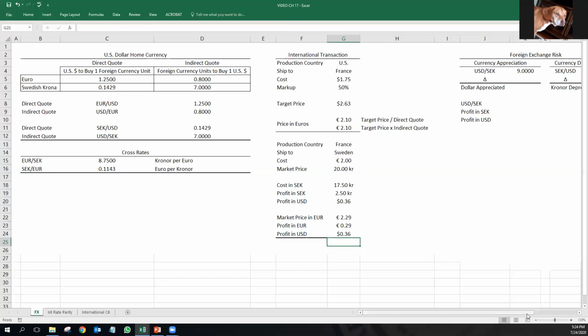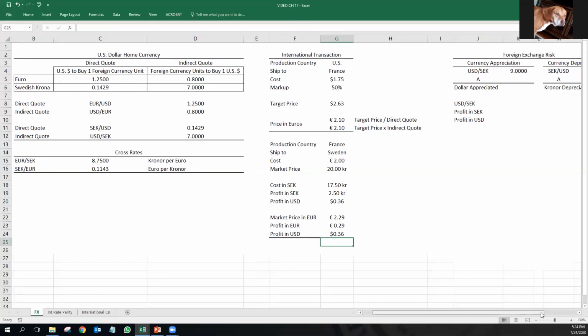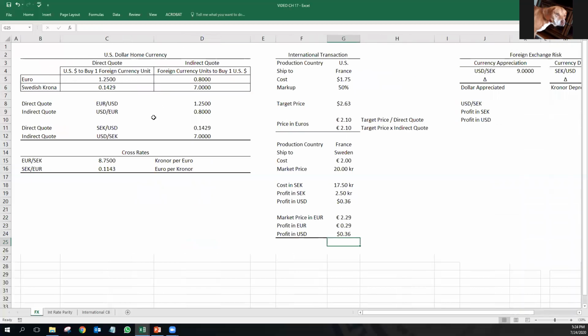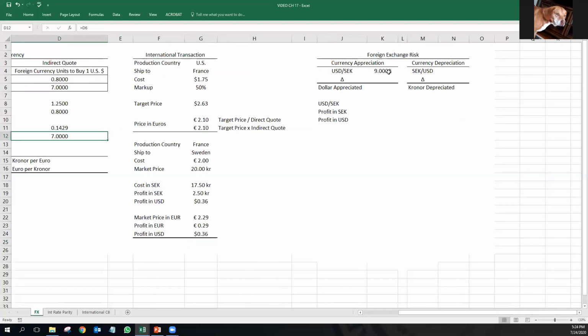Okay, so let's talk a little bit about foreign exchange risk. You see, these are what they call floating quotes, floating currencies. They don't stay at that relationship. Right now, we're saying that the USD versus Sweden, it was 7, right? The indirect quote. Well, what happens if it goes to 9? Let's start figuring that out.